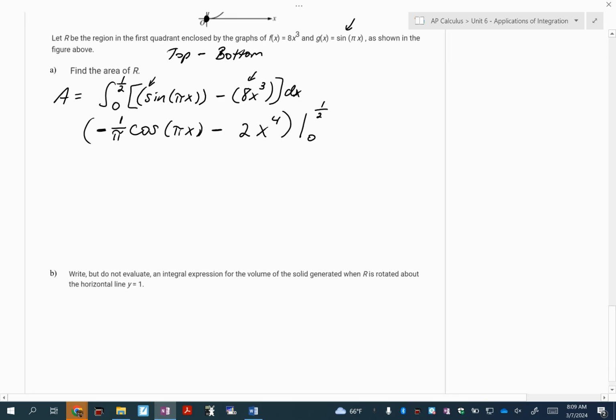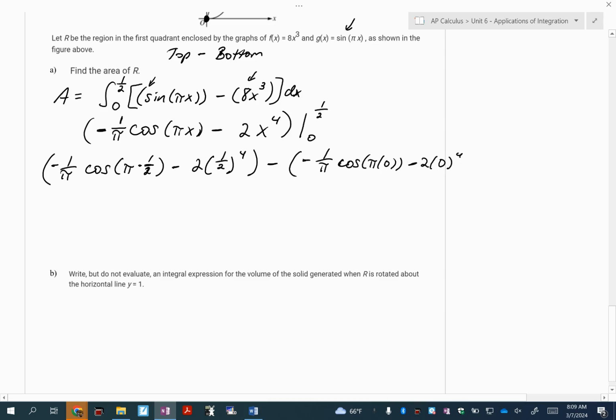So let's plug in 1/2. So the opposite of 1 over pi times the cosine of pi times 1/2, minus 2 times 1/2 to the 4th power. All of that is first, minus the opposite of 1 over pi times the cosine of pi times 0, minus 2 times 0 to the 4th power.